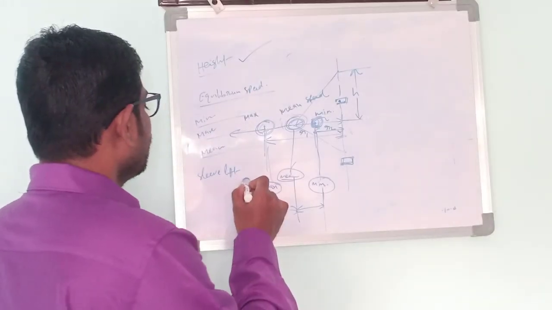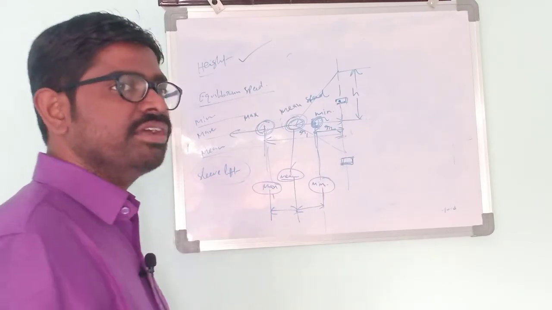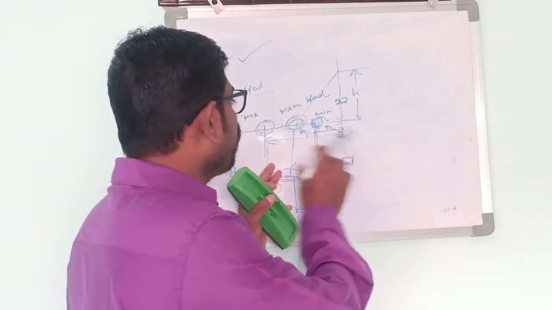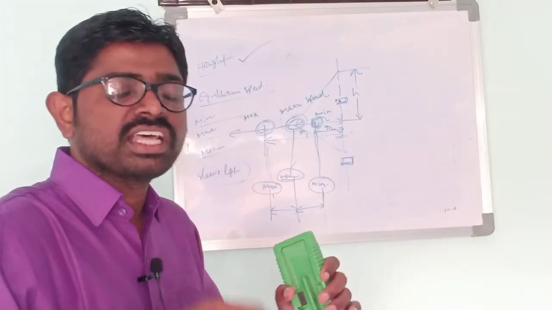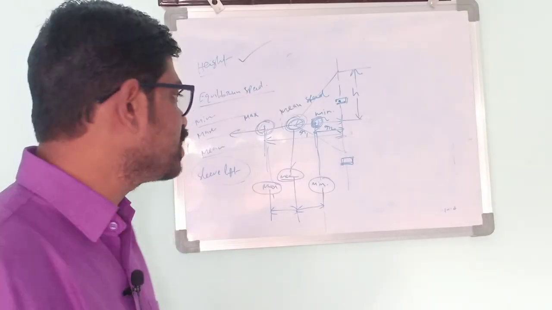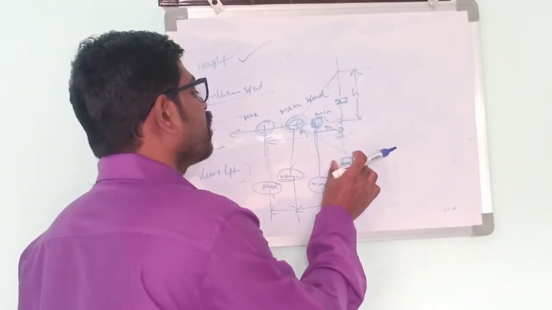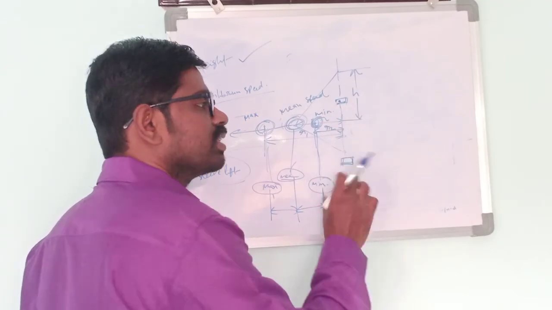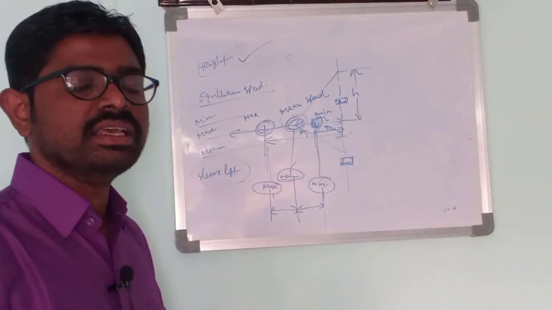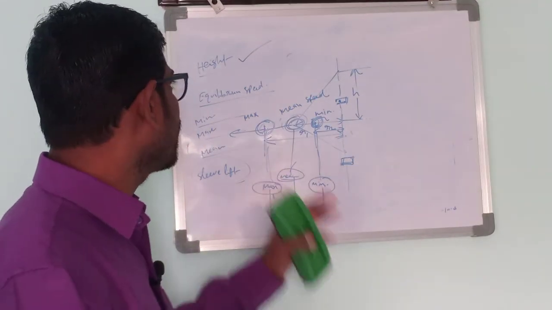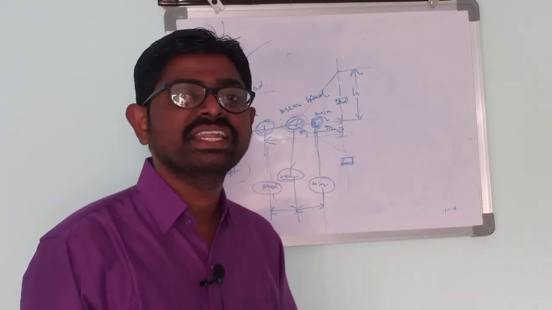And another one, sleeve lift. Based on the movement of the balls, or based on the speed conditions, the sleeve is going to move upward or downward. That amount we call the sleeve lift. This is about the terms used in governors.